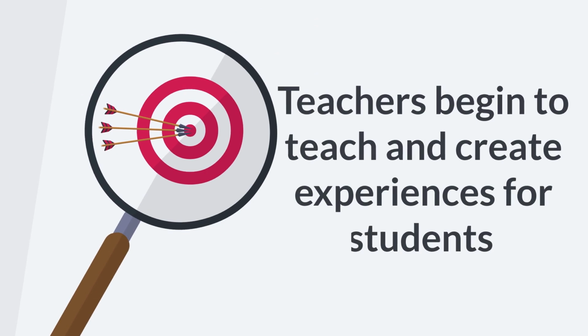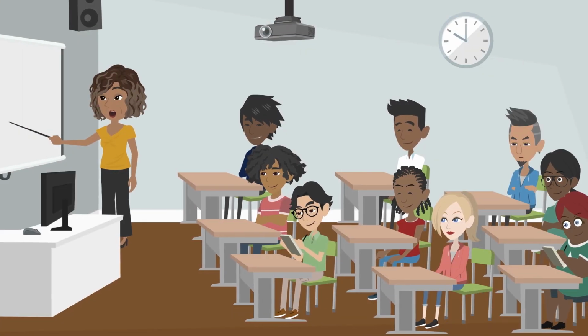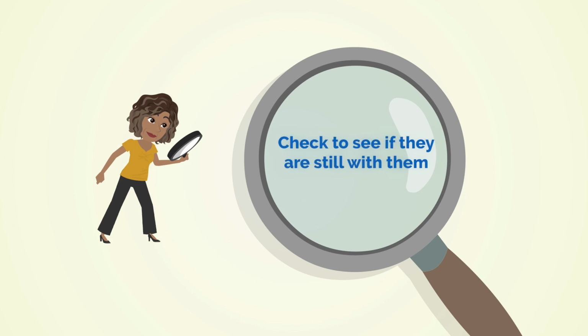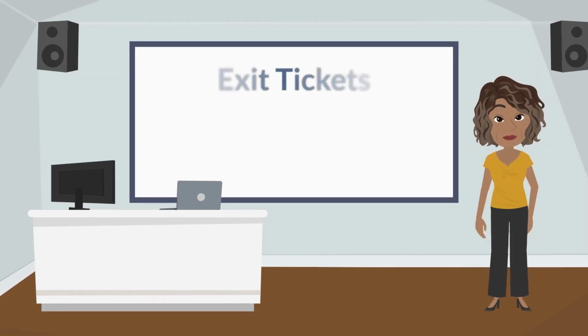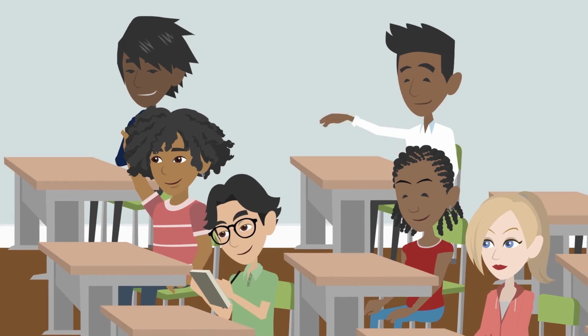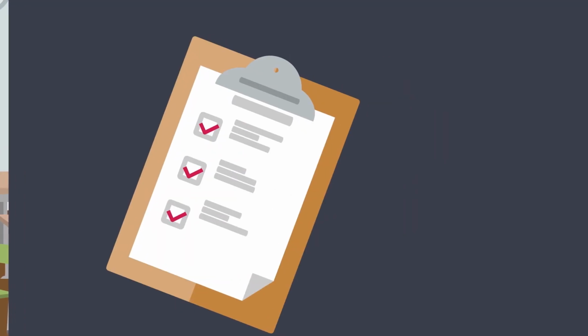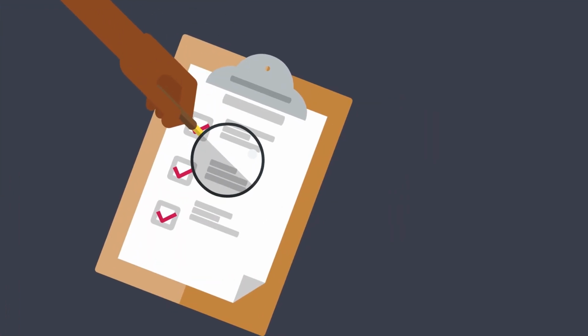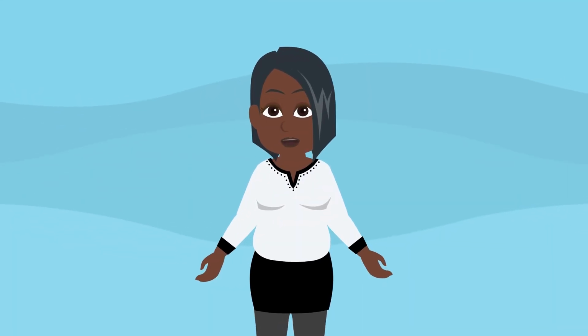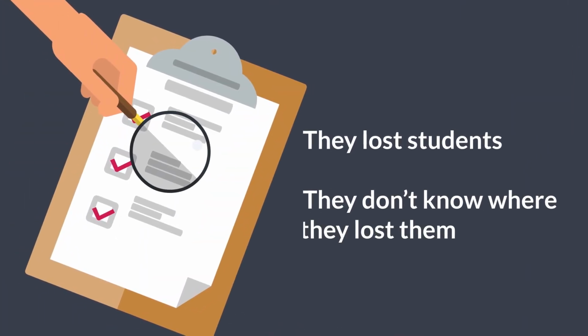After identifying the goal, teachers begin to teach and create experiences for students. Typically, towards the end of the lesson, the teachers engage students in an assessment to verify learning, or in other words, check to see if they are still with them. Whether teachers use exit tickets, performance tasks, or another technique, the goal is to verify that the students are still with the teacher. When teachers review the data from the assessments, which typically occurs after the lesson has concluded, they often realize that they have the same two problems I had on my field trip. They lost students, and they don't know where they lost them.